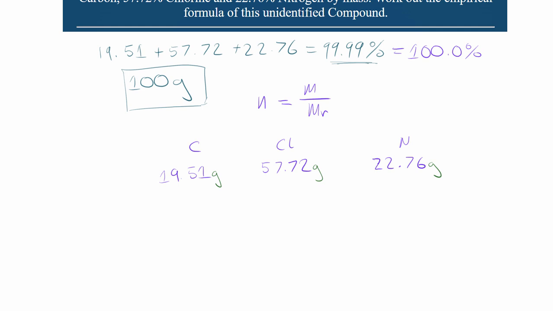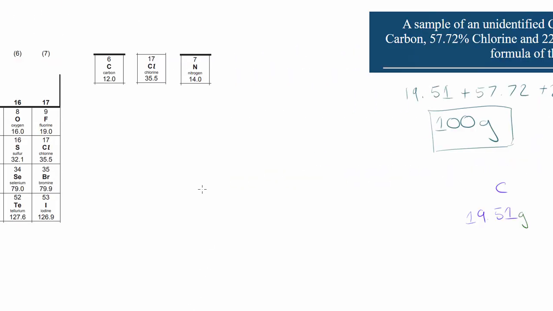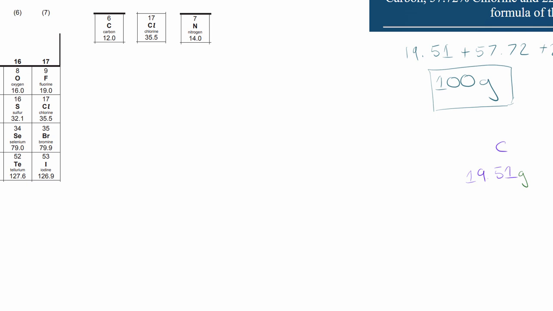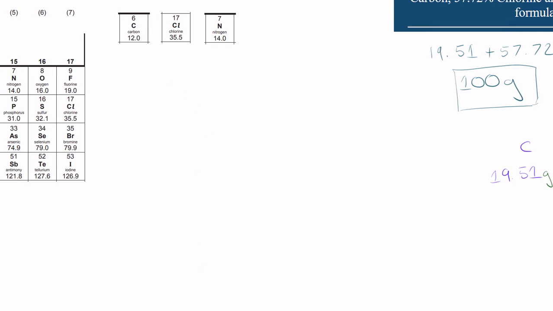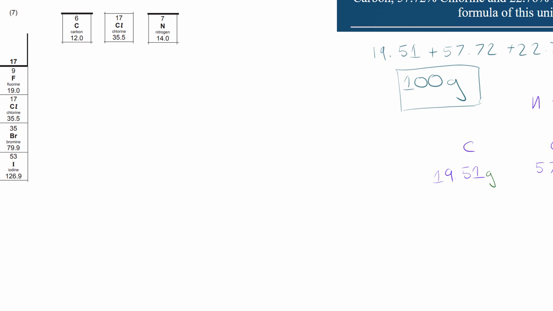So how are we going to do that? Well, we're going to do that by referring to the periodic table, right? For carbon, you probably know what the relative atomic mass of carbon is, but you can refer to the periodic table. It's going to be 12. And then for chlorine, 35.5, and nitrogen is 14, right?